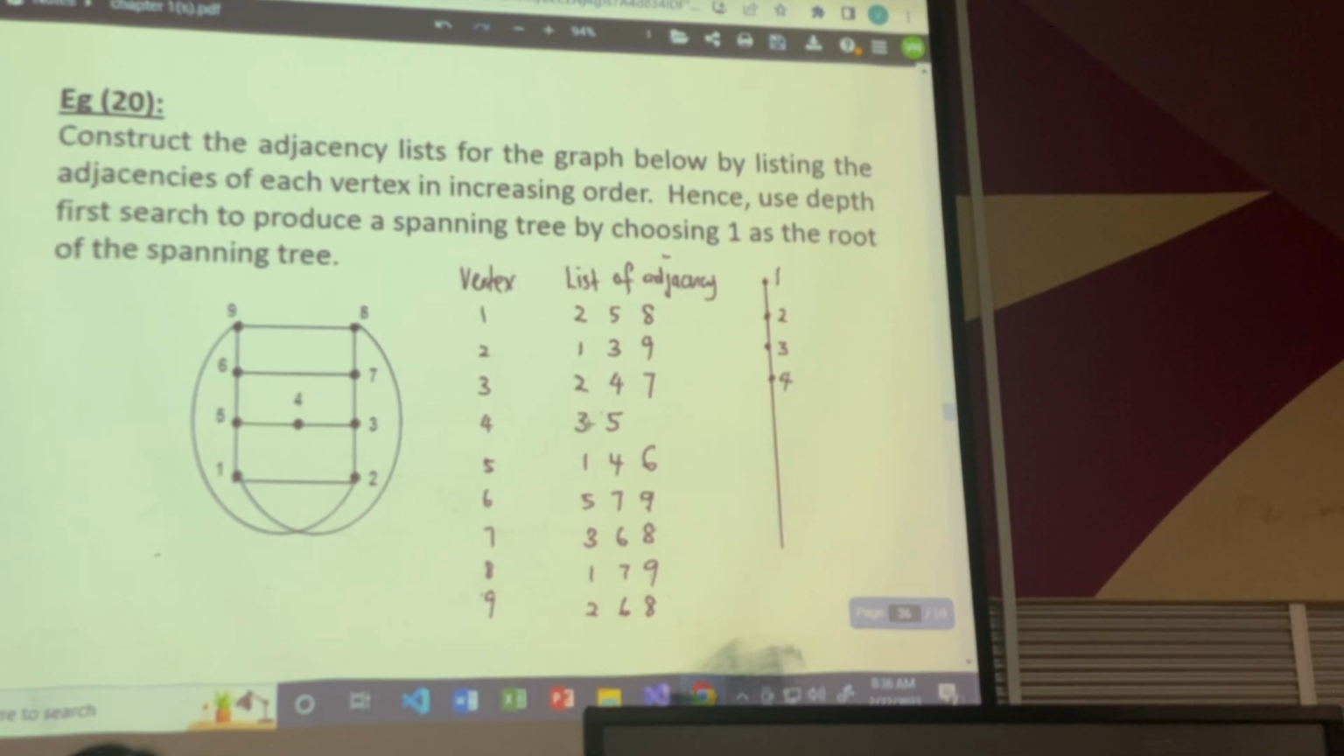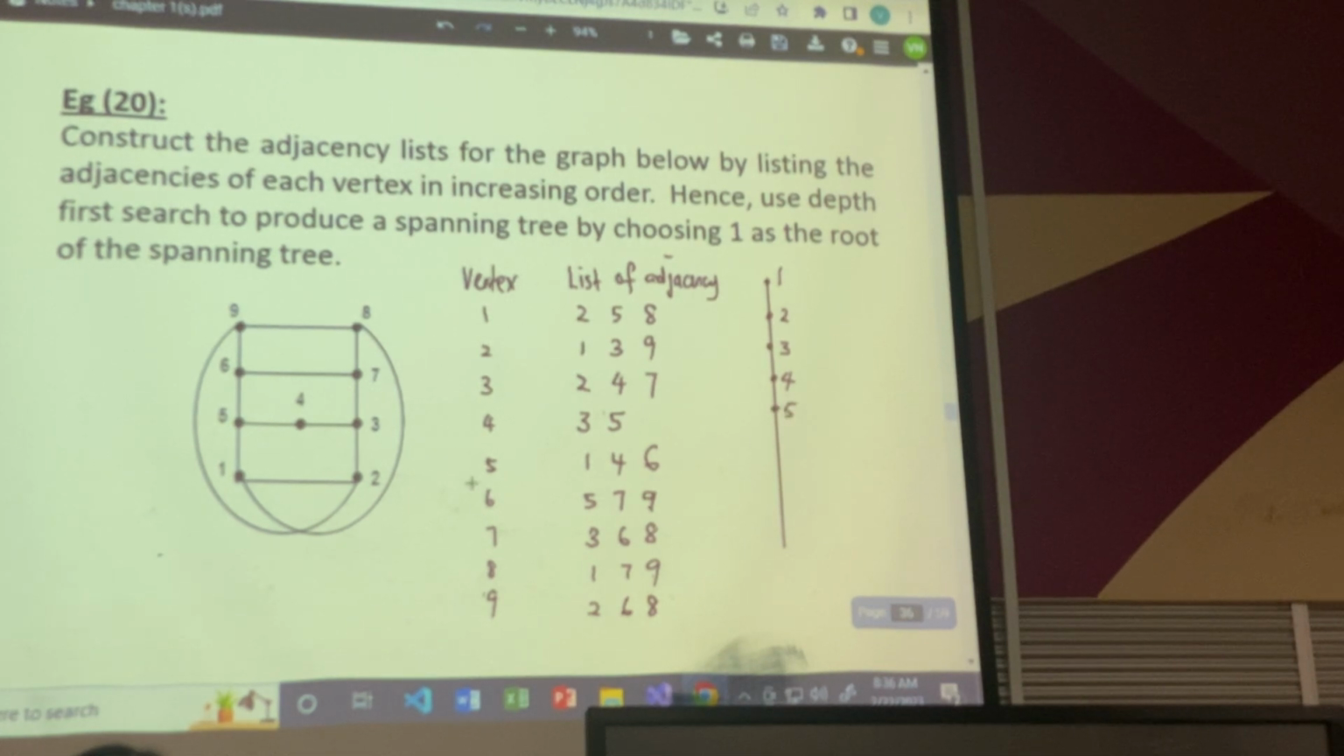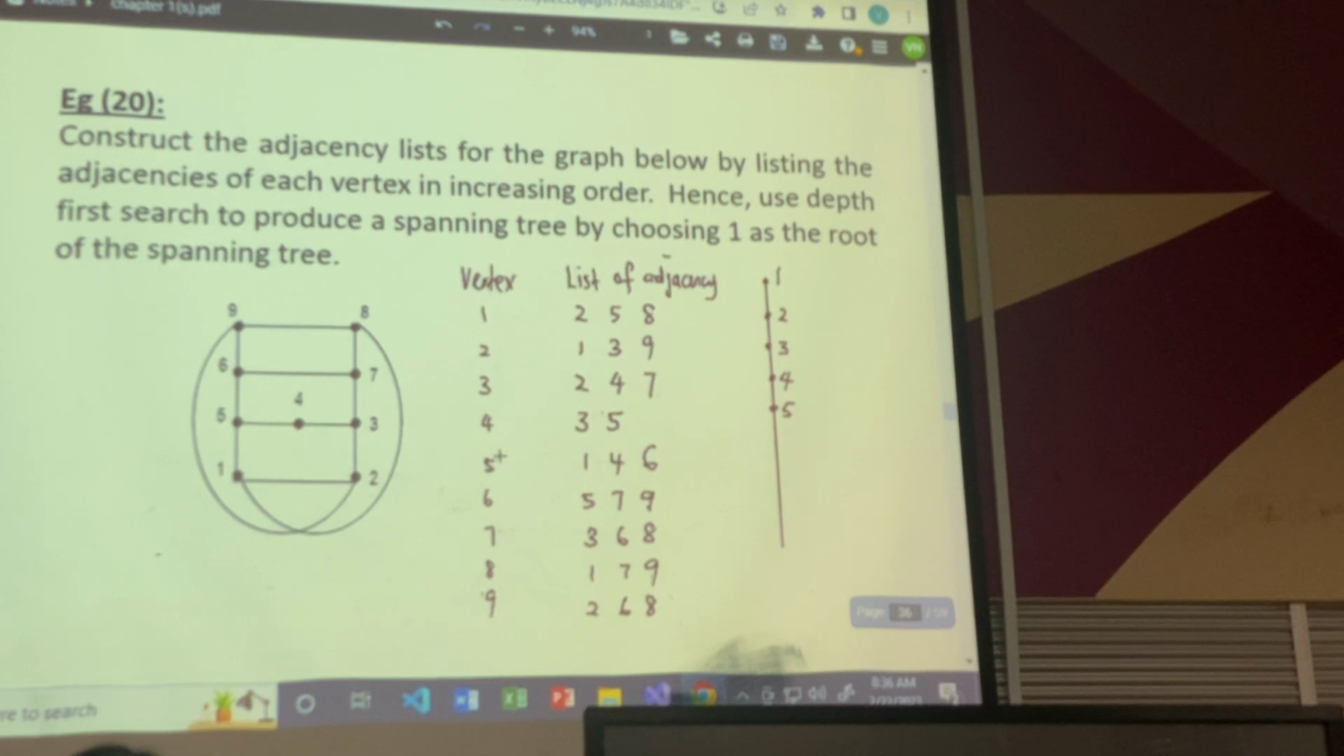This one is connected to 3, so 3 is already here. Then you will choose the second one, which is 4 to 5. 5 is connected to 6, right? Because 1 and 4 are already in. 6 to 7, 7 to 8, 8 to 9.